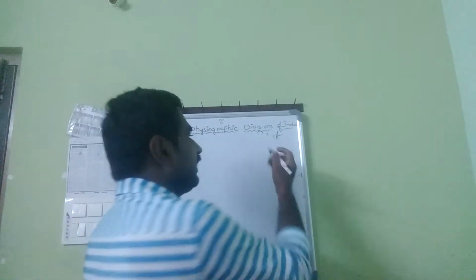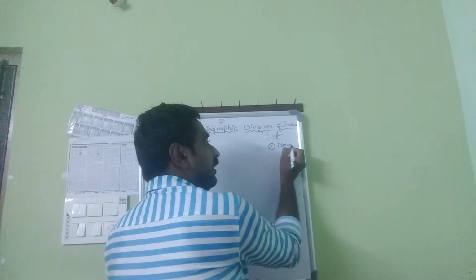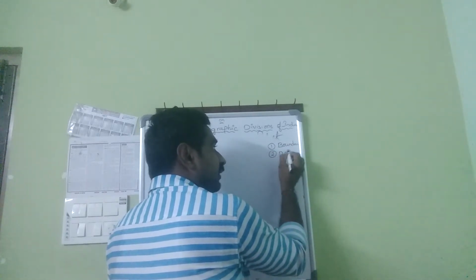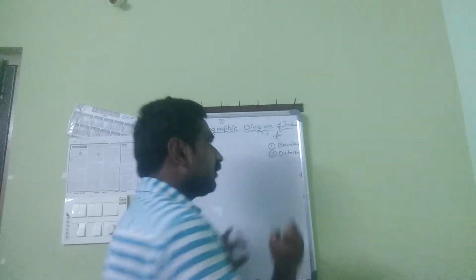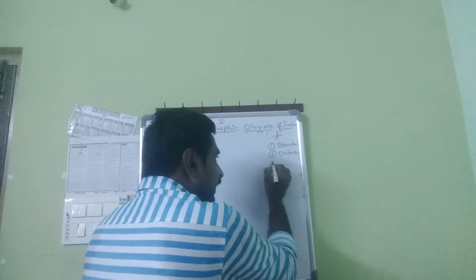Once again let me tell you, the first one I told you about boundaries, and the second topic I told you about the distances. Got it or not? The first topic is about boundaries and the second topic is about distances. Now I am moving to the third topic.